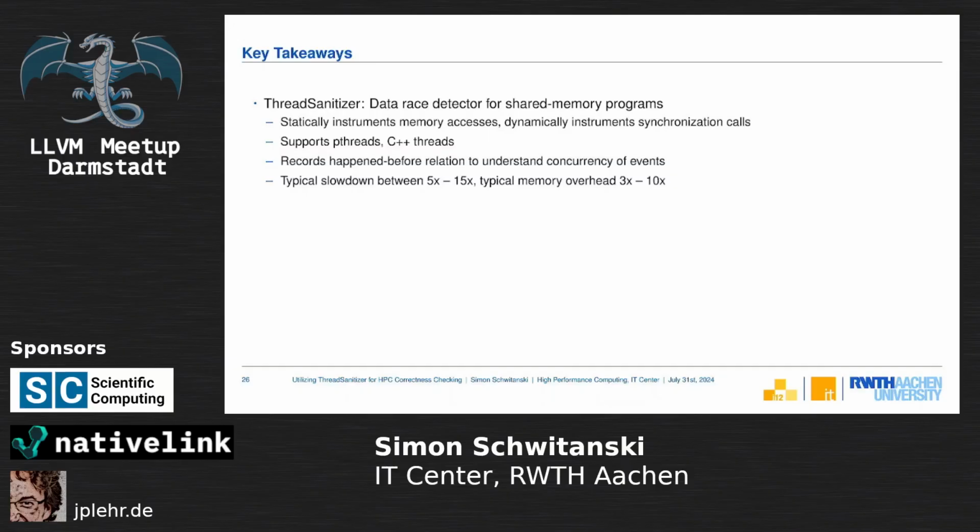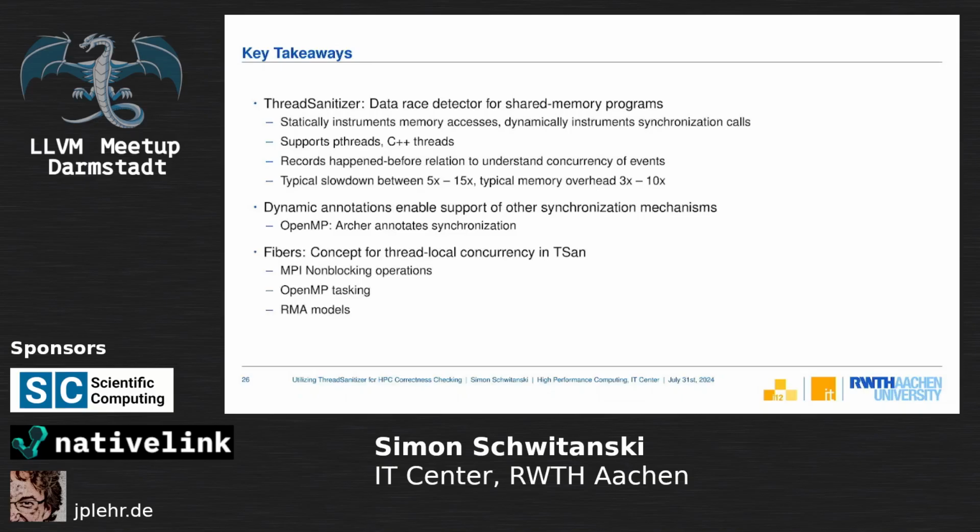Typical slowdown is between 5 times to 15 times. Memory overhead ranges from 2 or 3 times to 10 times. And we had a look at dynamic annotations that enable the support of other synchronization mechanisms like OpenMP with Archer, fibers, MPI non-blocking operations, OpenMP tasking, and RMA models.